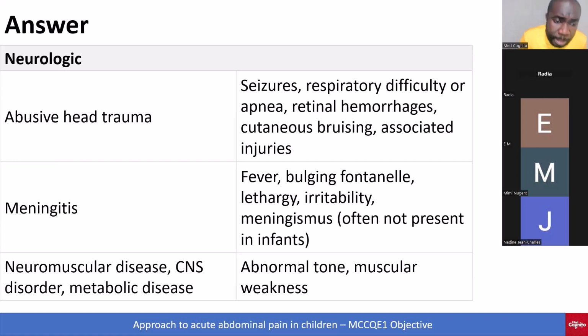What about neurologic? If the child has abusive head trauma, how would they present? They may present with seizures, respiratory difficulty, or apnea, retinal hemorrhages, cutaneous bruising, associated injuries. And someone even mentioned meningitis. How will a child with meningitis present? A child with meningitis will present with fever, bulging fontanelle, lethargy, irritability, meningismus, like a stiff neck, right? What about if they have neuromuscular disease like a CNS disorder or metabolic disease? They may have abnormal tone and muscle weakness.